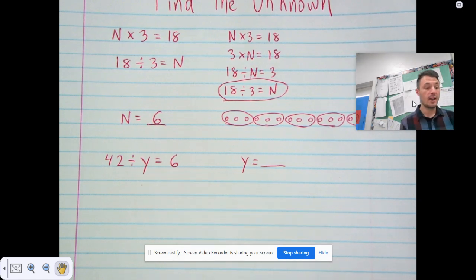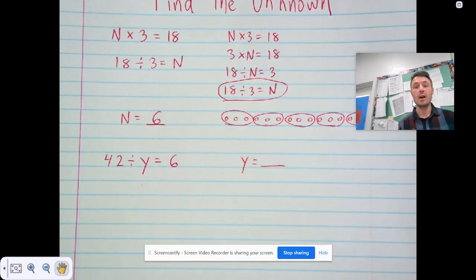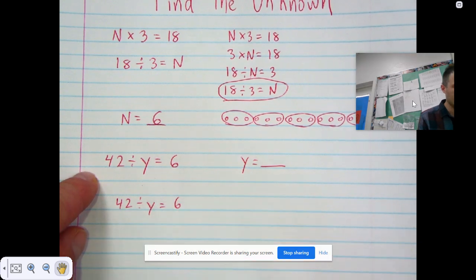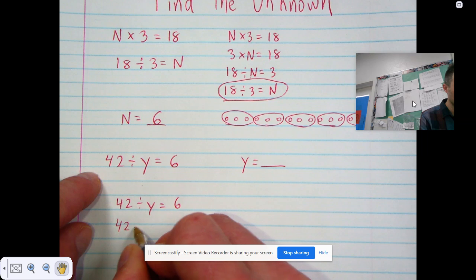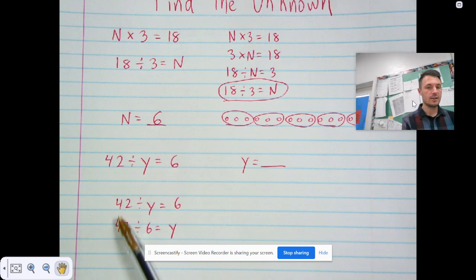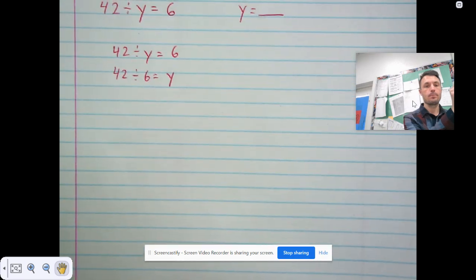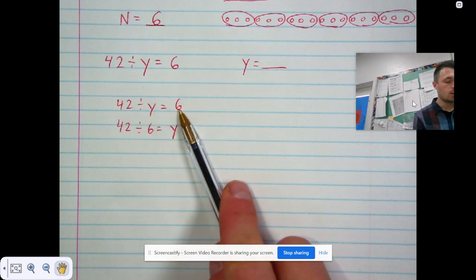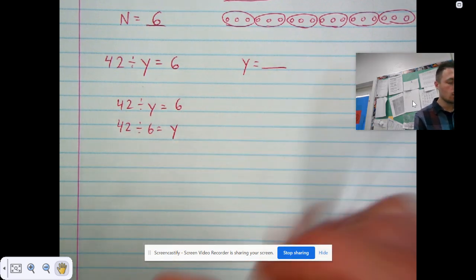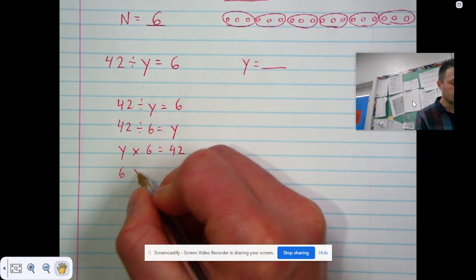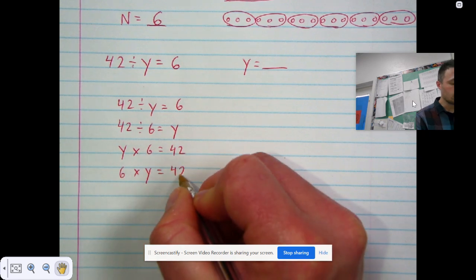So we can, again, use this same strategy of making a fact family. So if it's true that 42 divided by y equals 6, it's also true that 42 divided by 6 equals y. Notice the dividend stays in the same spot, and the divisor and the quotient just switch spots. Okay? And if it's true that 42 divided by y equals 6 and 42 divided by 6 equals y, it also has to be true that y times 6 equals 42. And it's also true that 6 times y equals 42.